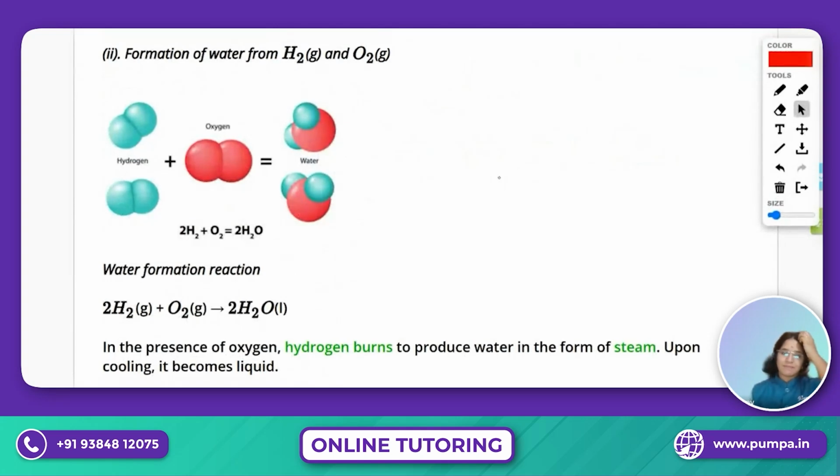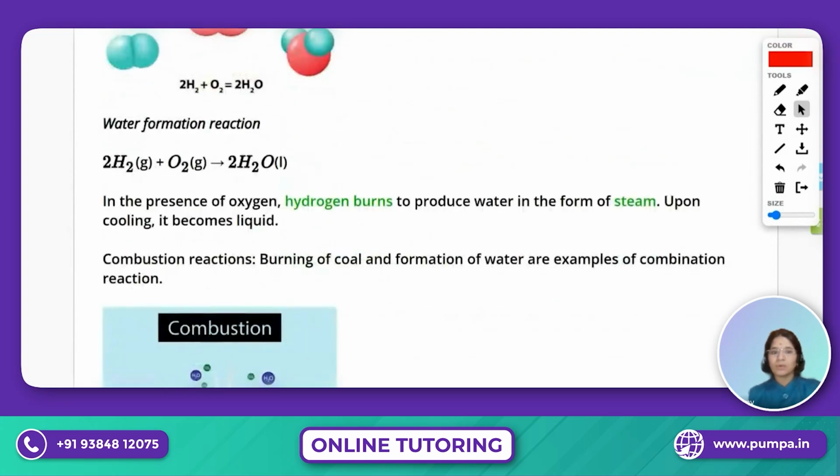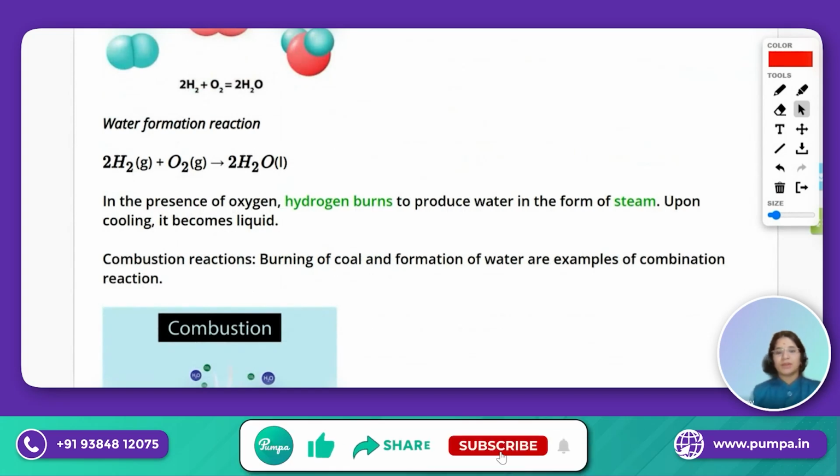So another example is formation of water. When hydrogen and oxygen react under certain pressure conditions, okay, what is happening? H2O is formed in the presence of oxygen. Hydrogen burns to produce water, okay, in the form of steam.